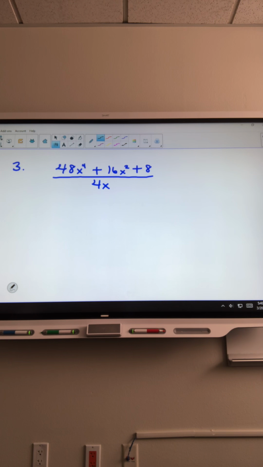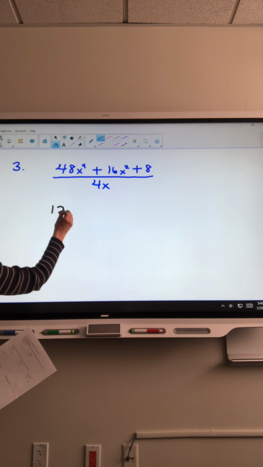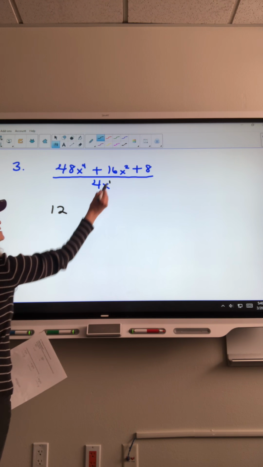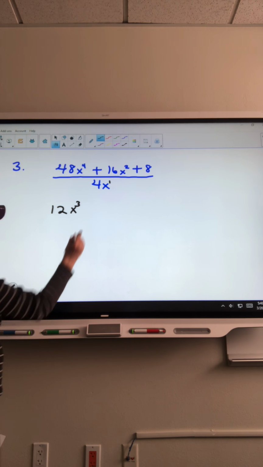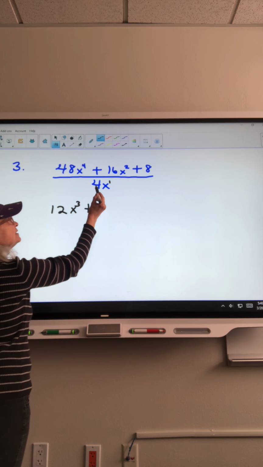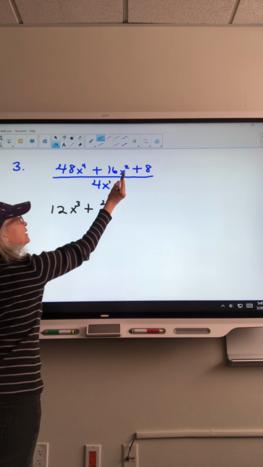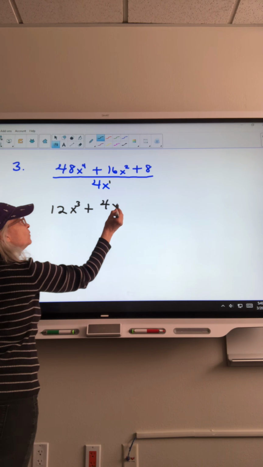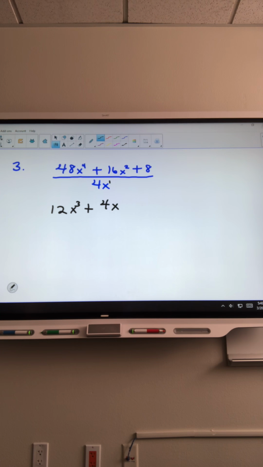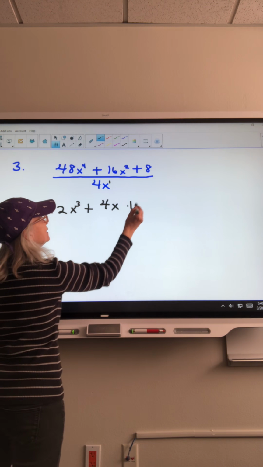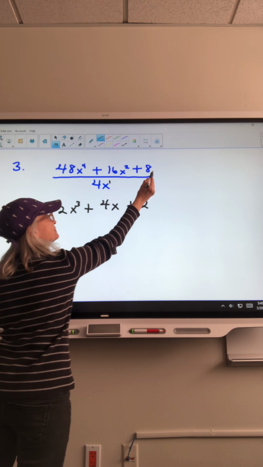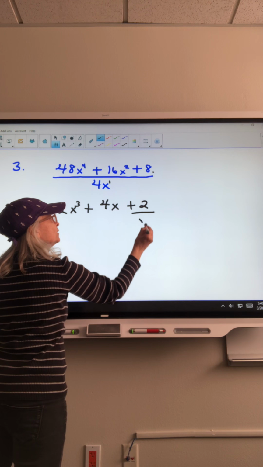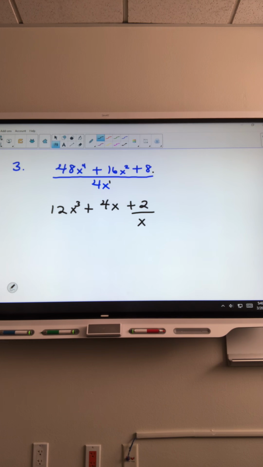So number 3, we start with 48 divided by 4, and that equals 12. Then 4 take away 1 would give you x cubed. 16 divided by 4 is 4. 2 take away 1 would be 1, so you just have x. And then 8 divided by 4 is 2. And then the x, because there's no x here, we just add an x underneath the 2.